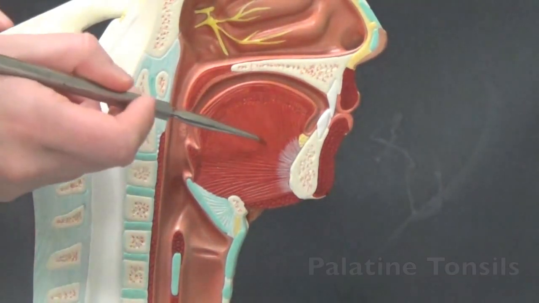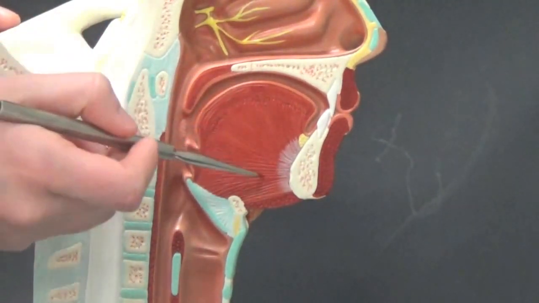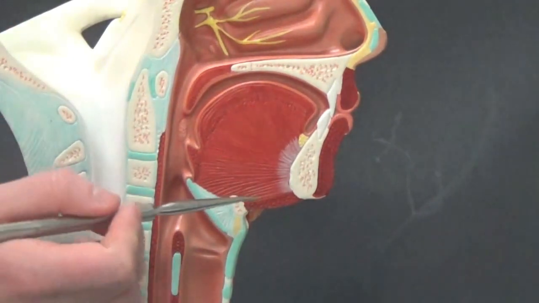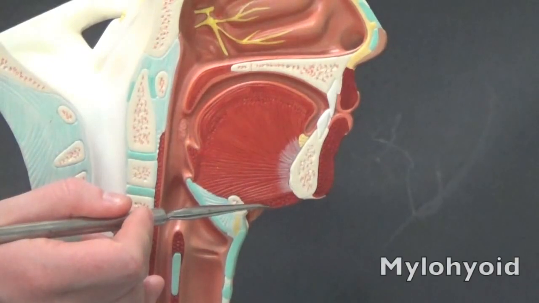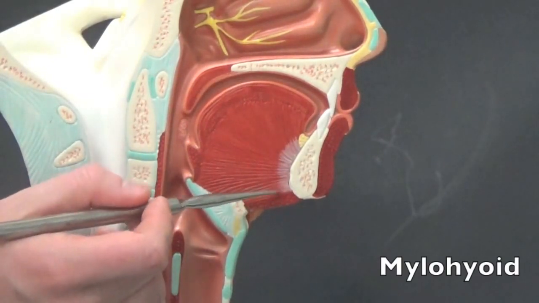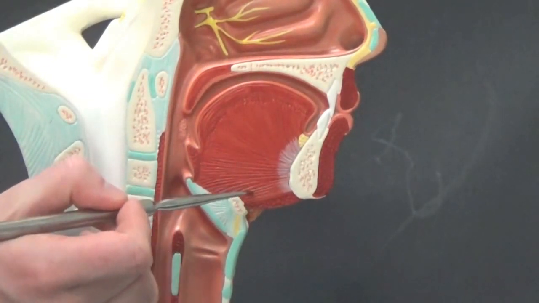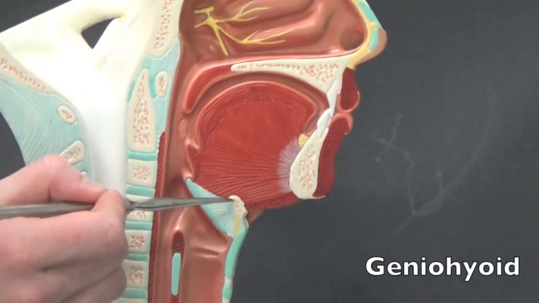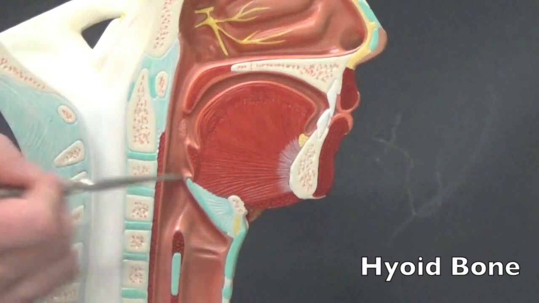The tongue muscle itself, the big belly, is going to be genioglossus. Down below that, shown here, is going to be mylohyoid, and then these fibers running in this direction is going to be geniohyoid. Those 2 muscles are going to the hyoid bone, which is shown here.